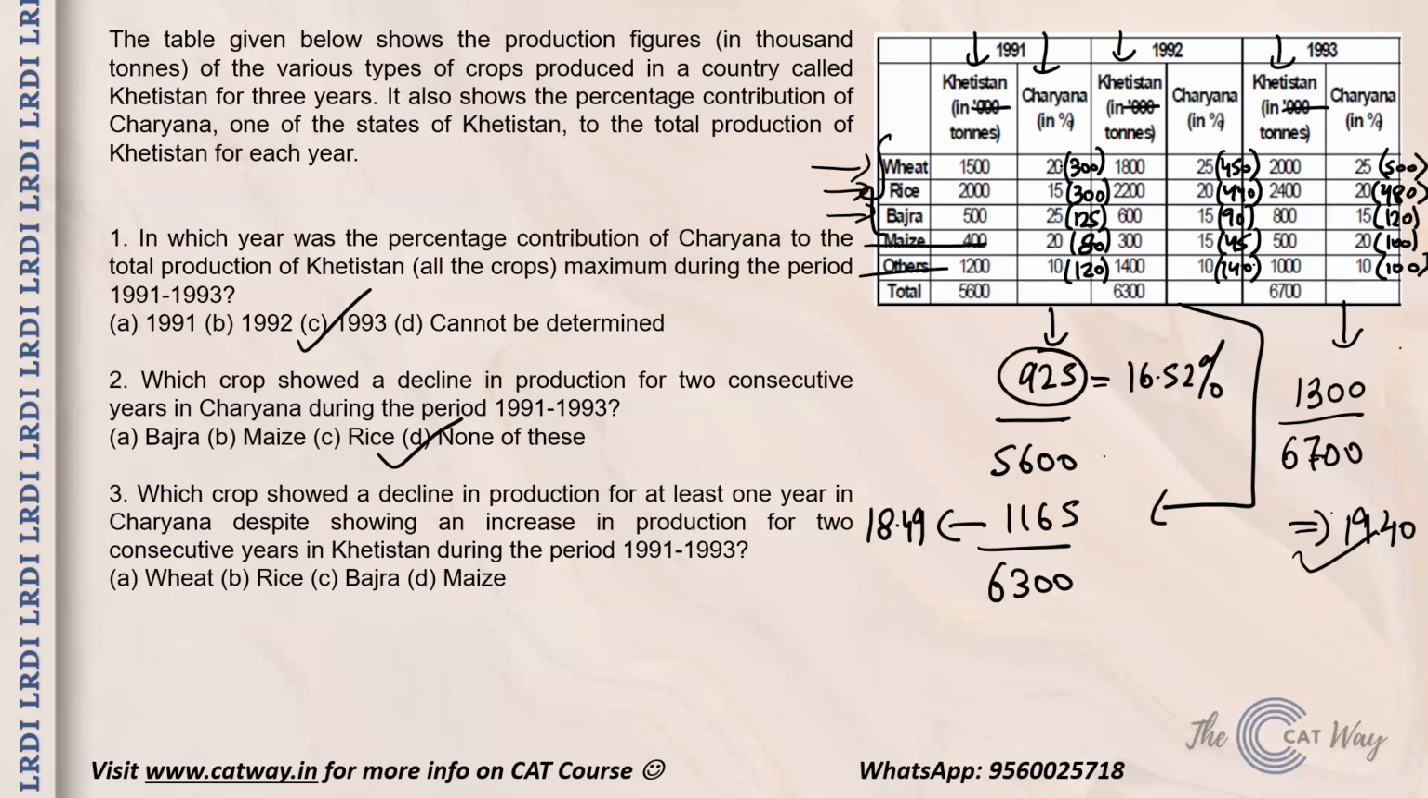So if you talk about wheat, it went from 300 to 450 to 500. So there is only an increase in wheat. There is no decrease. For rice, it went from 300 to 440 to 480. So rice also did not have a decrease. Now bajra went from 125 to 90. So there was a decrease in at least 1 year. That means, in spite of having an increase in Kyrgyzstan for both the years, the correct answer for this question is option number C, that is bajra.